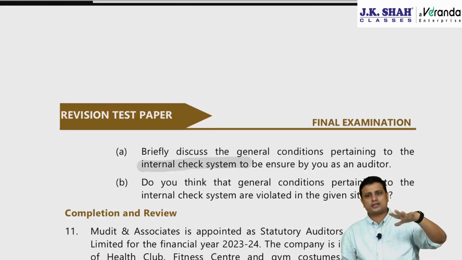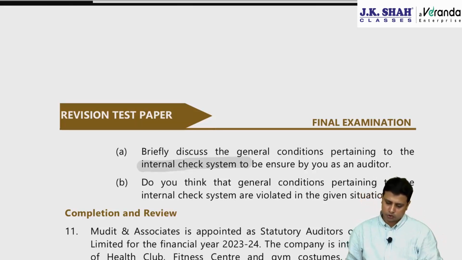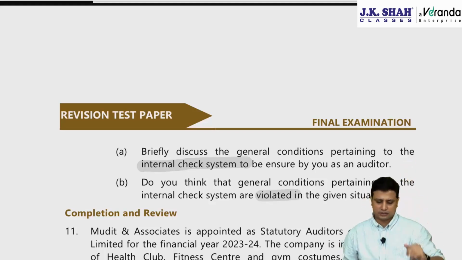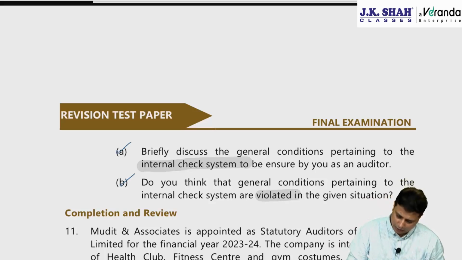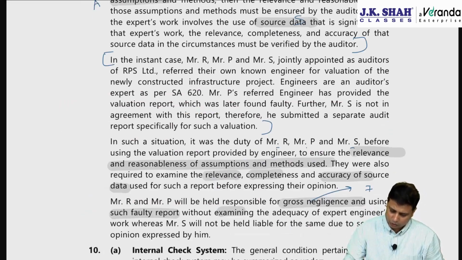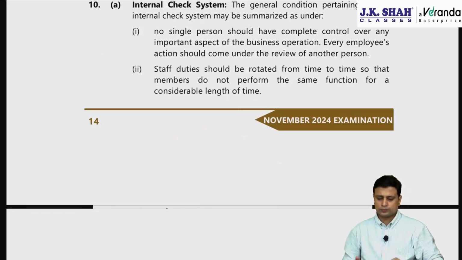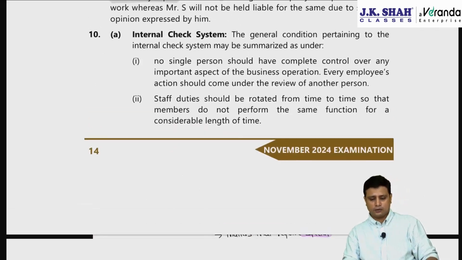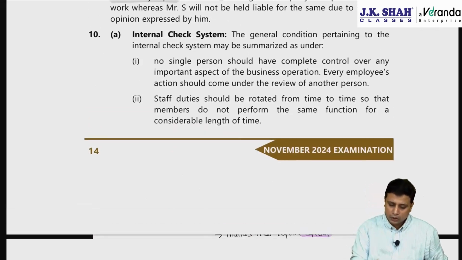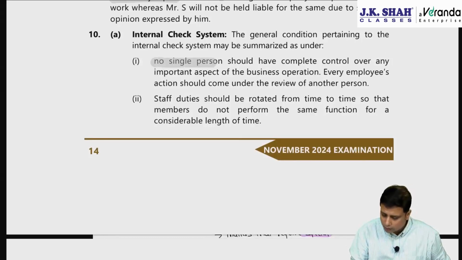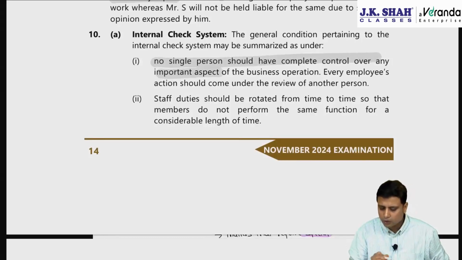So in general, they are asking what internal check systems you should have. Do you think the general conditions pertaining to an internal check are violated? Definitely, in all the 3 cases it is violated. But let us read this answer. So internal check system, what should we do? The general conditions pertaining to the internal check system may be summarized. No single person should have complete control over any important aspect.